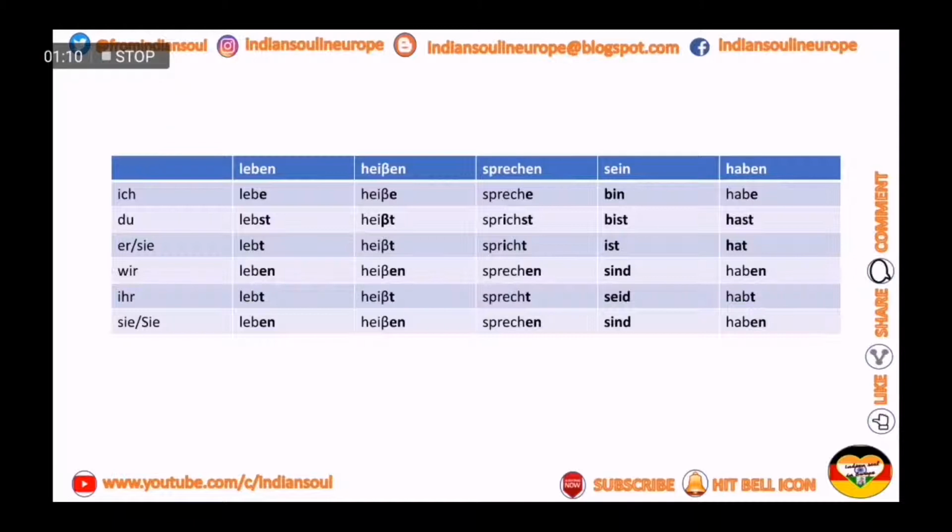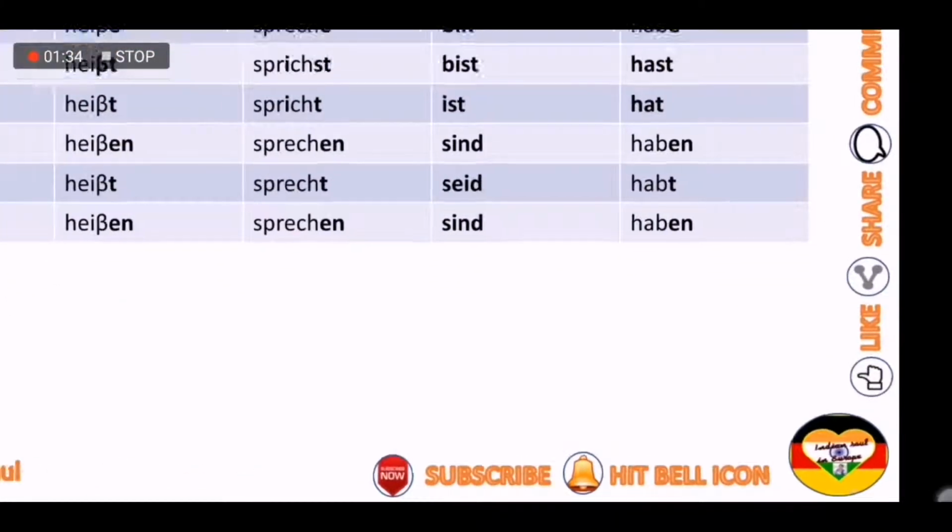And in the same way, the verbs heißen, sprechen, sein und haben. Heißen means to be called, sprechen means to speak, sein means to be, and haben means to have. So these are irregular verbs, and with the highlighted letters you can see how the verbs have changed.